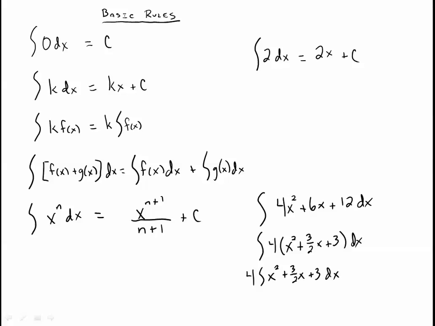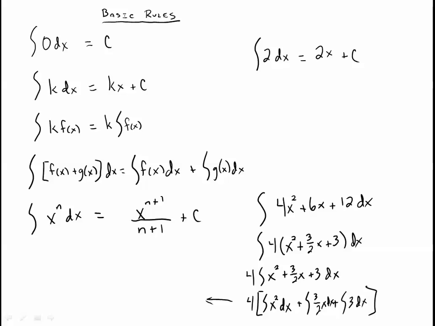By rule number 5, I'm allowed to consider this as 3 independent pieces. Just x squared, just 3 halves x, and just 3. Then multiply each piece by 4.